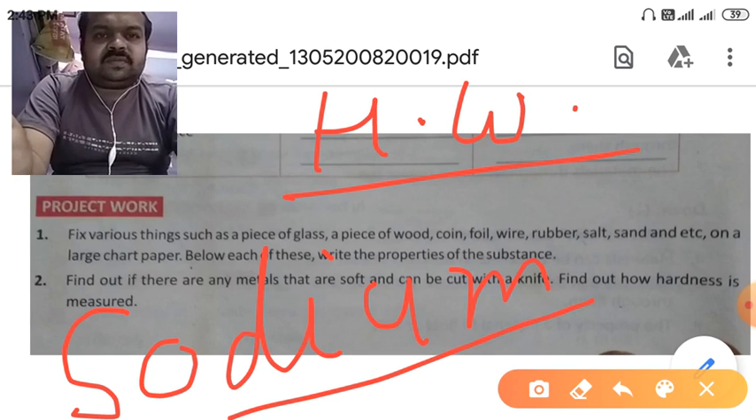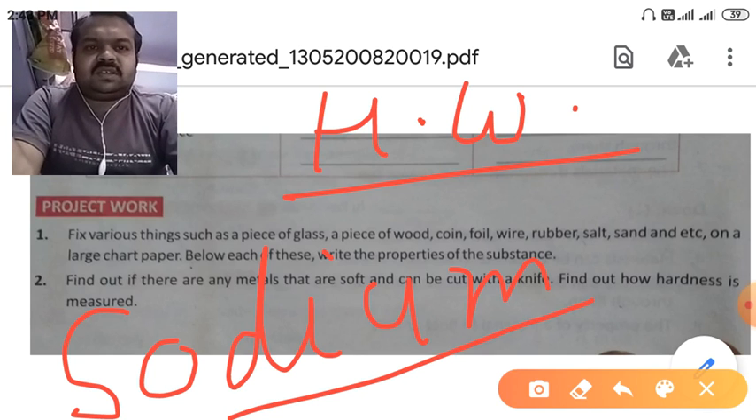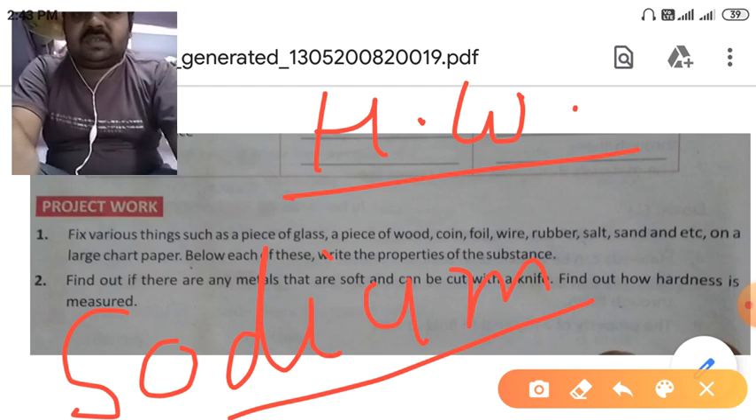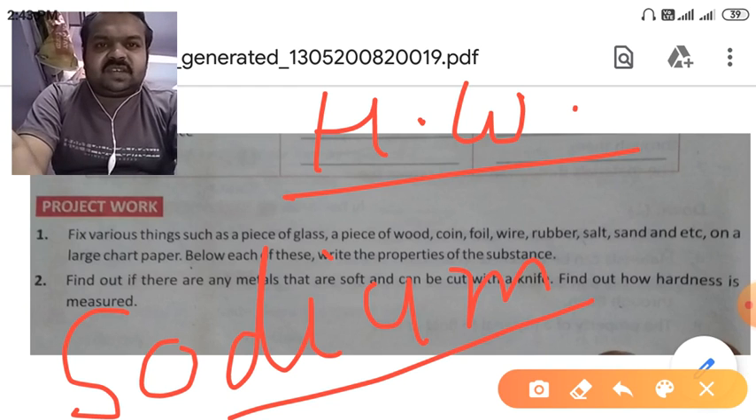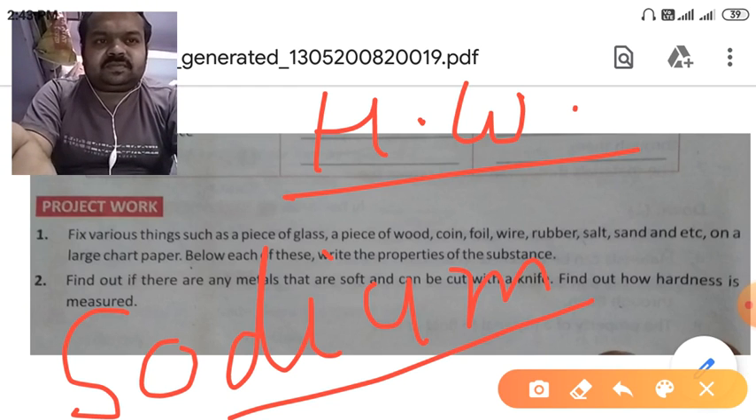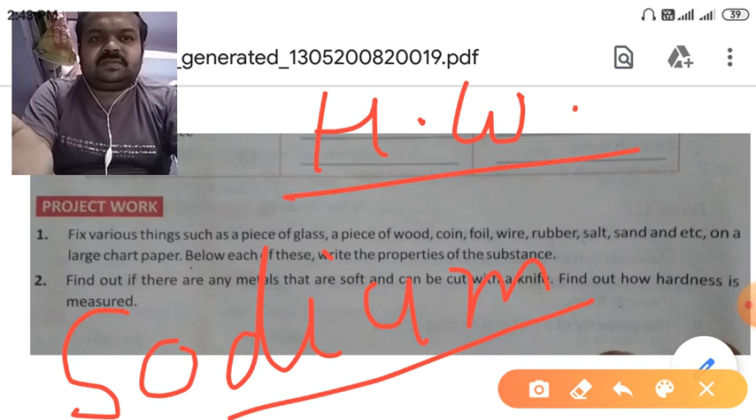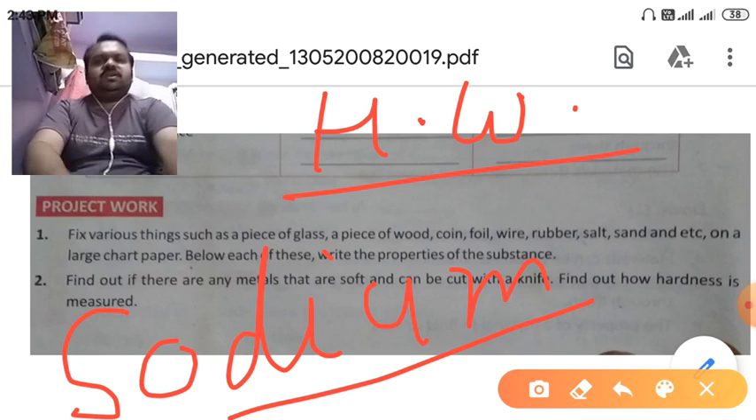And the hardness is measured according to the density of a substance. If the substance is dense, then you can say that it is hard or soft. So this work you have to do as a homework.